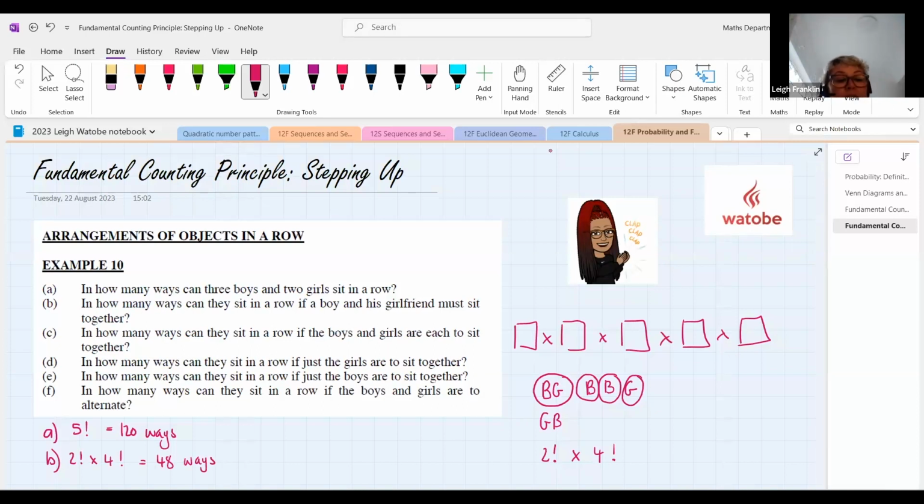Alright, question C. In how many ways can they sit in a row if the girls and the boys are to sit next to each other? So in this situation, we either have boy, boy, boy, girl, girl, or we're going to have girl, girl, boy, boy, boy.